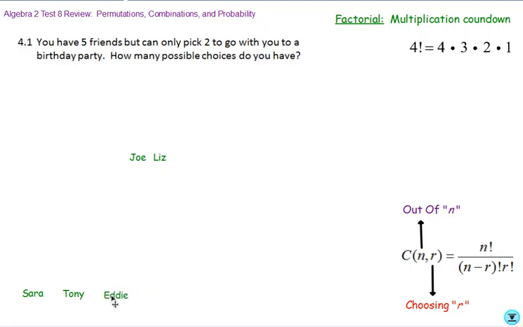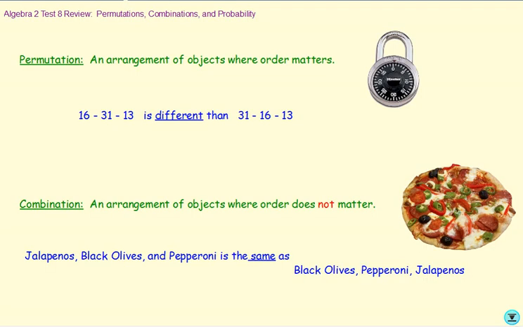But where this is a little bit different than what we've been doing is this is an example of a combination. So it's an arrangement, because we're picking 2 out of some large number here, 5. But it's an arrangement where order does not matter. So that's the difference here. A combination is an arrangement of objects where order does not matter.